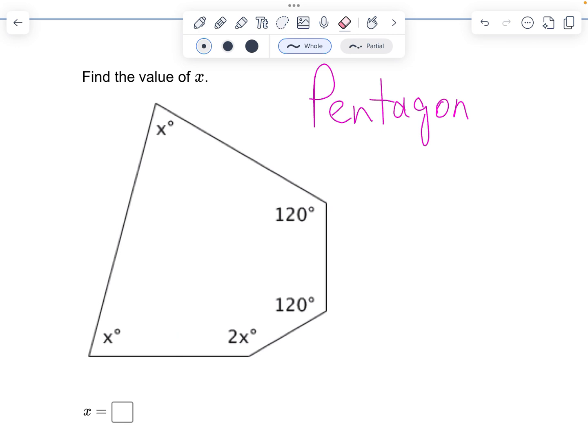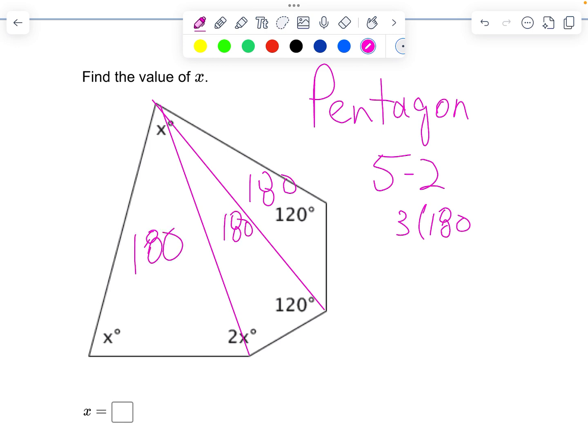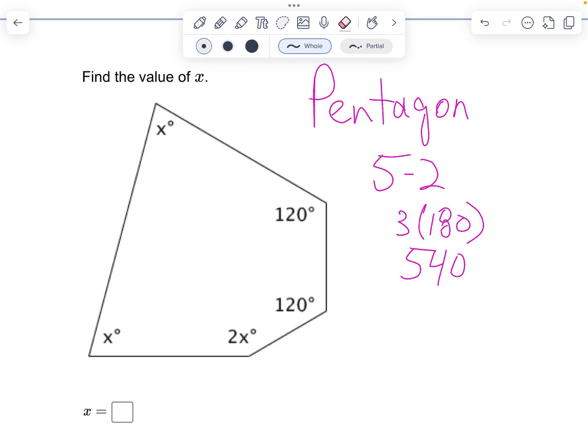You can use your sheet, but the fastest way to do it would be 5 sides minus 2. It's always minus 2. Well, that's 3 because that's part of the formula. If I do this, I can only make 3 triangles in here. Now, every triangle has 180 degrees. So I'm going to take 3 times 180, this is 540. And that's how many degrees are on the inside of this pentagon.